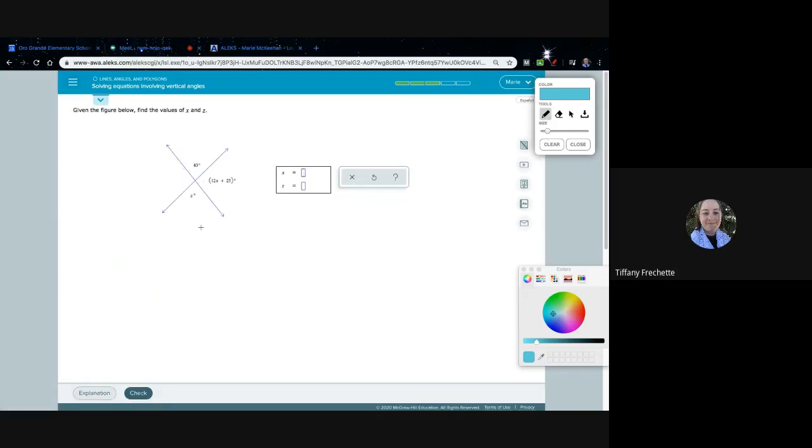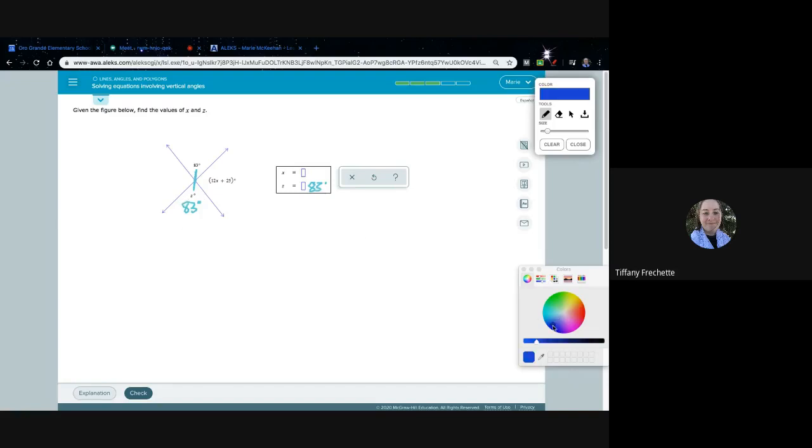Okay, so now we're going to go opposites again. So I'm actually going to look at Z first because I can see right away these are vertical angles. So if this top side is 83, the bottom side is also 83 degrees. So I already know Z is 83. I don't have to do anything else for that one. Yay. We're all done with that one.